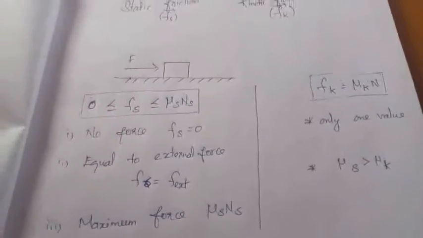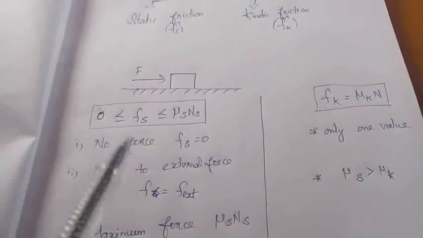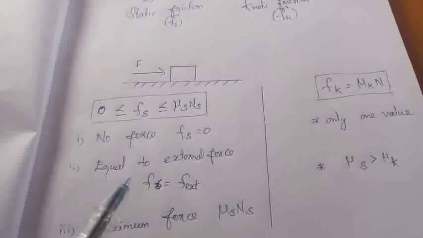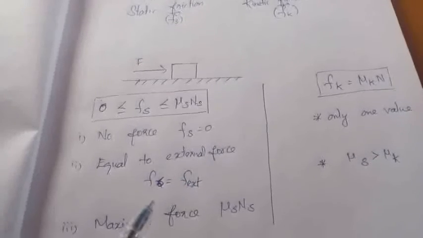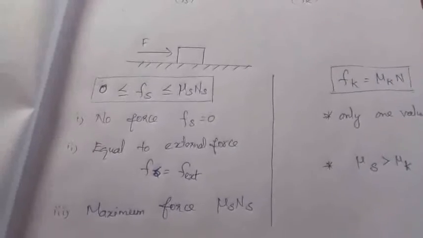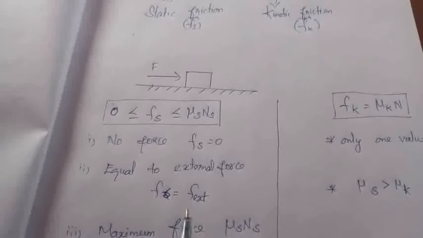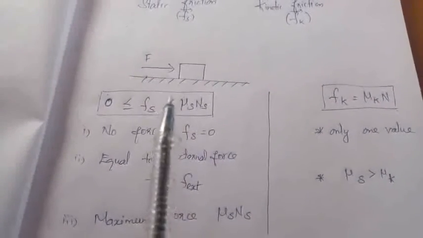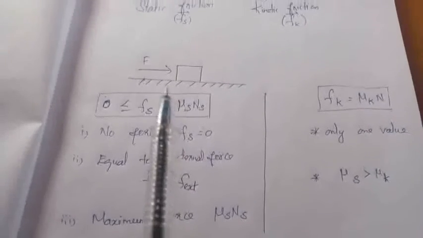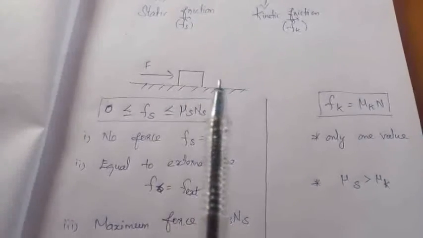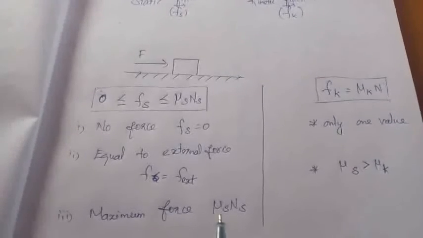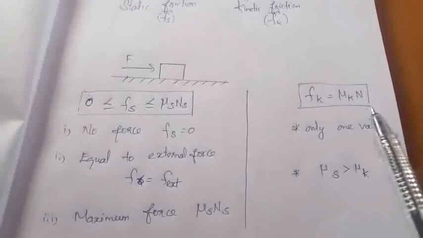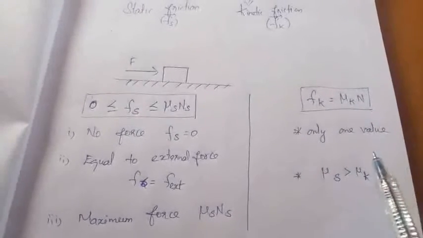When there is no force on the object, the static friction value is 0. Suppose the force is equal to the external force, then the static friction value equals the external force. Suppose we give the maximum force on the object, at that time the object moves forward. That maximum force is mu s N, and Fk equals mu k N, that is the only one value.